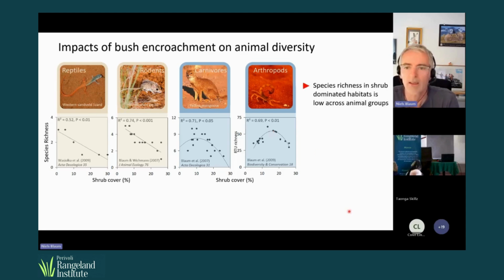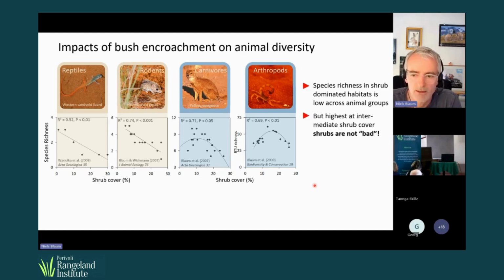Okay, so overall, species richness in shrub-dominated habitat is low across all animal groups, but they are highest at low to intermediate shrub cover values. So shrubs are not bad. They are important parts of a healthy savanna rangeland ecosystem. They support biodiversity. And this has implications for debushing.